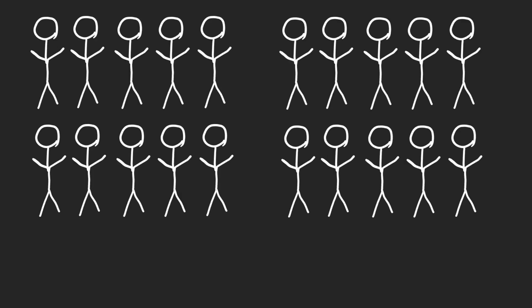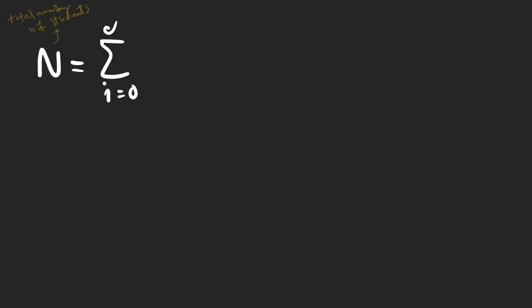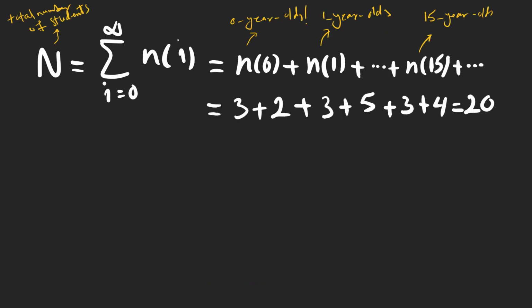Suppose there are 20 students in a classroom. 3 of them are 15, 2 of them are 17 years old. We have 3 19-year-olds, 5 20-year-olds, 3 of them are 22, and the other 4 are 23. We can find the total number of students using this formula. So there are 20 students, as we already knew.